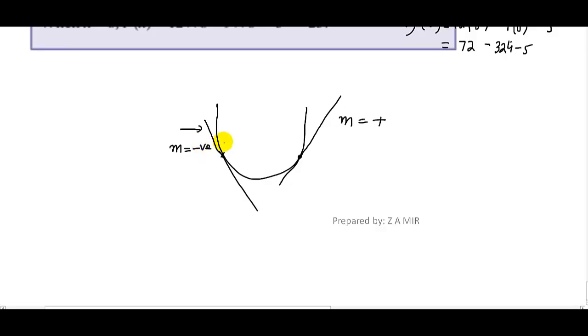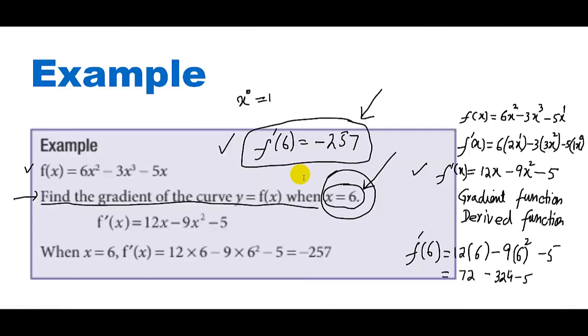Do you understand what negative gradient means? It means if we draw the graph of this function, f of x, 6x squared minus 3x cubed minus 5x, and if you draw the tangent line on this graph at x equal to 6, the gradient will be negative. It means the tangent line will be from up to down at that point. Okay. So our answer is correct. So this is the answer. So let's do some more questions.